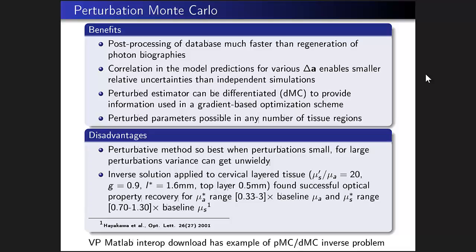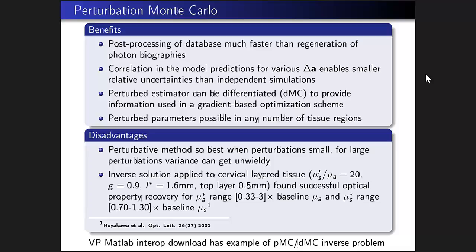In addition, we can differentiate that perturbed estimator with respect to any of the parameters we're looking for and feed those to a gradient based method. Those derivatives can be determined by post-processing this database, so they're determined in a very fast way too. And keep in mind that you could segment the tissue, each of the regions could have different optical properties, and you could turn on perturbations in any one of those regions or combinations of them and determine what the model function is due to those changed optical properties.